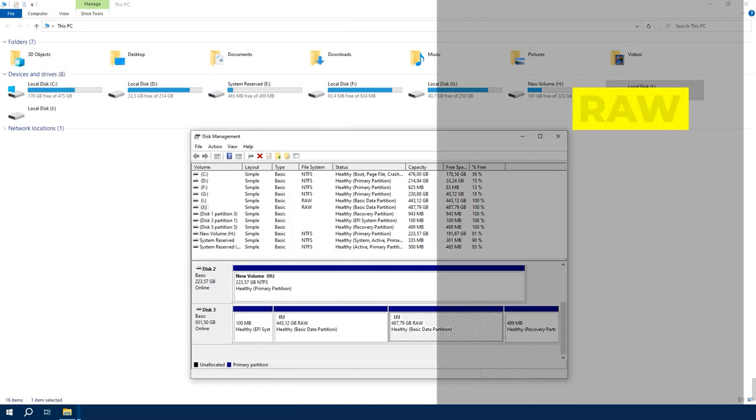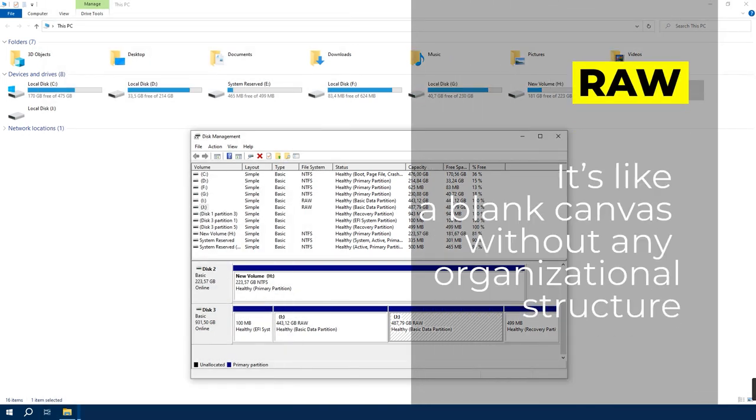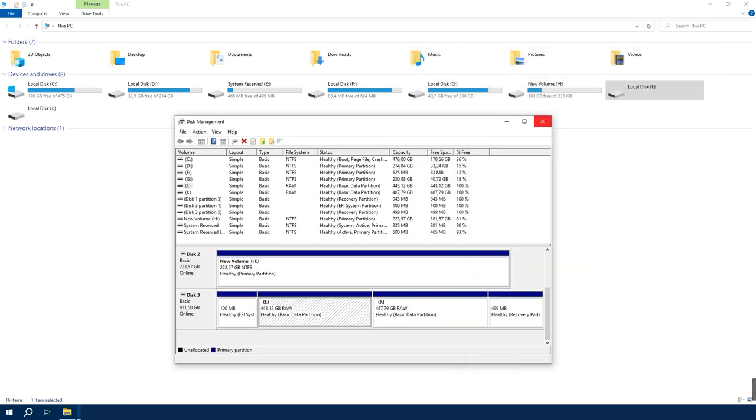On the other hand, RAW is not really a file system. It is more of a state that a hard drive can be in when it hasn't been formatted with any recognizable file system. In other words, it's like a blank canvas without any organizational structure. This is precisely why I couldn't access my data when my hard drive turned RAW file system.